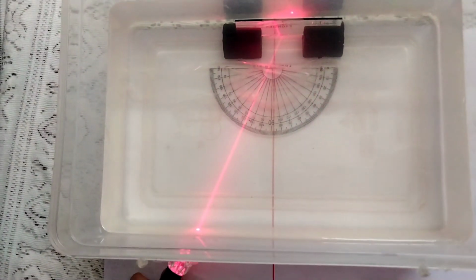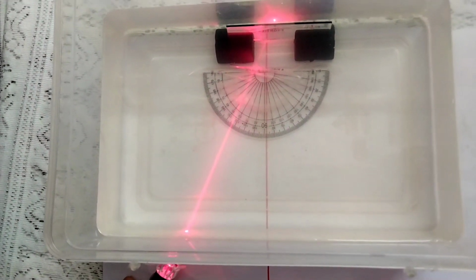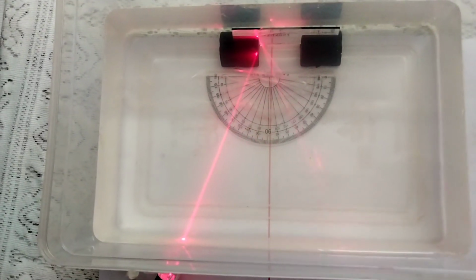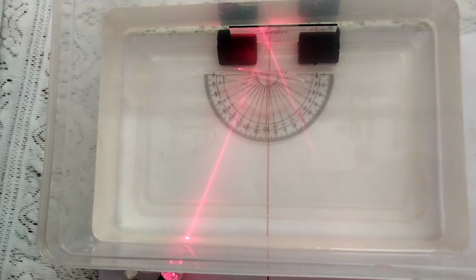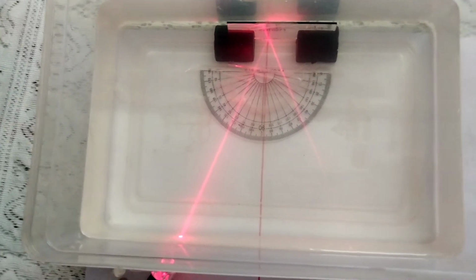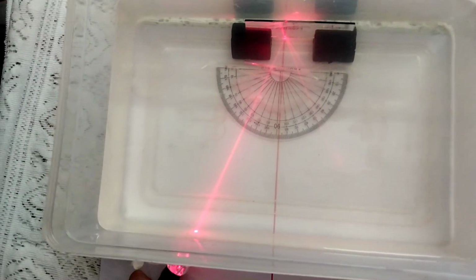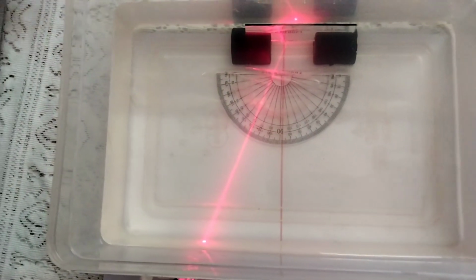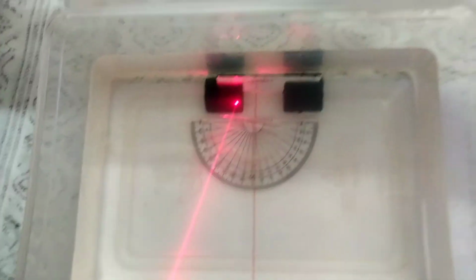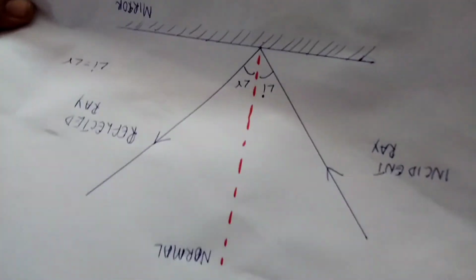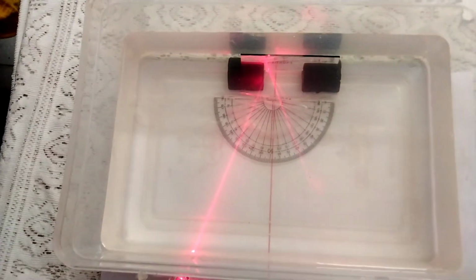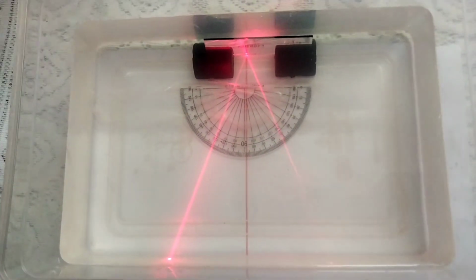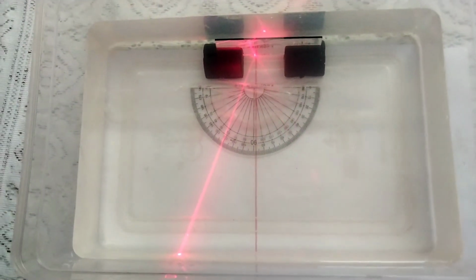If I increase the angle of incidence now, the angle of reflection also increases. See, yes, it becomes 40 degrees each. So the red line is the normal, the angle of incidence is on this side, and the angle of reflection on that side. This diagram you can easily see in this case. Once more we will be able to see the two rays clearly. The same diagram we are able to see experimentally.